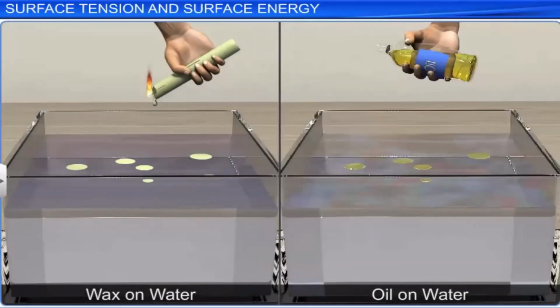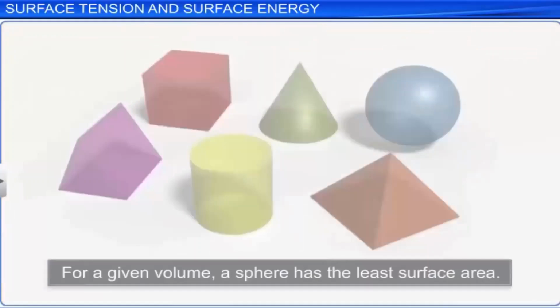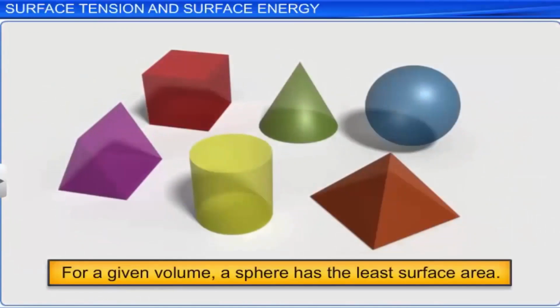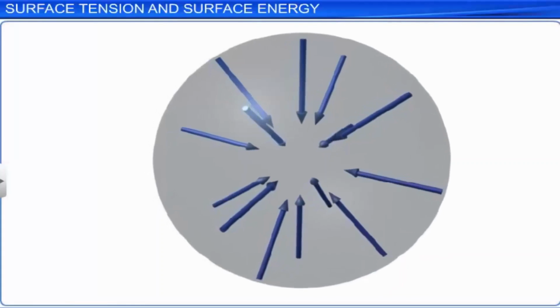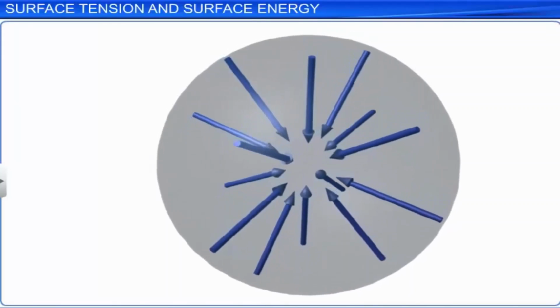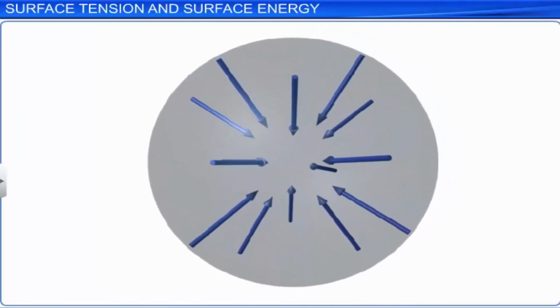In all these cases, a force tries to reduce the surface area of the liquid to a minimum. For a given volume of a liquid, the shape that contains the least surface area is a sphere. Force due to surface tension makes a drop or a bubble assume a spherical shape.